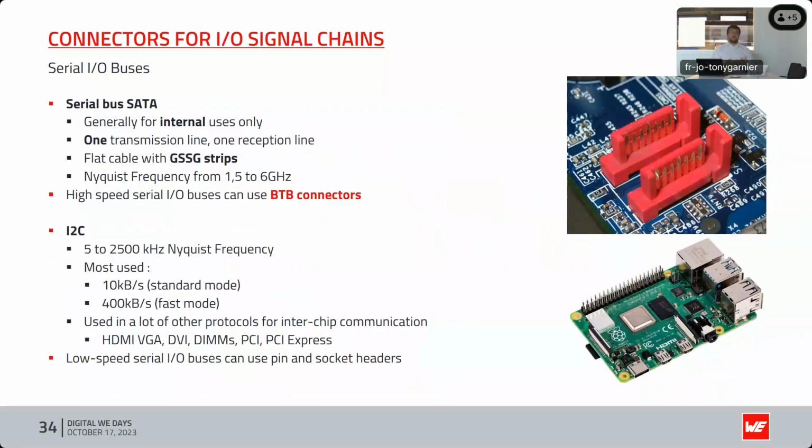For other serial protocols, you have, for example, the serial bus SATA, the serial ATA, which is also transmitted in the same fashion, GSSG on a flat cable that you can also transmit with board-to-board connectors for space constraint. Its frequency is up to 6 gigahertz, so it's totally fine with the mezzanine board-to-board connectors that I showed you before. For I2C, which is another protocol, much slower this time, used a lot for inter-chip communication, all these low-speed serial I/O buses can use pin and socket headers, like here on this Raspberry Pi, for example.